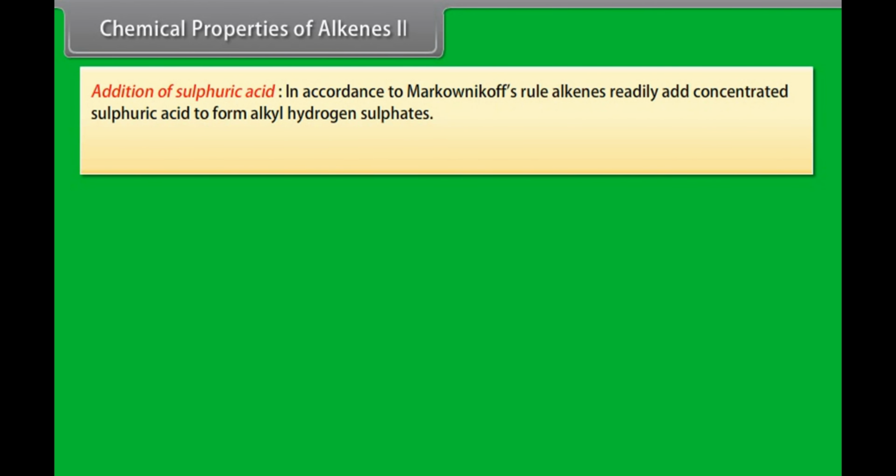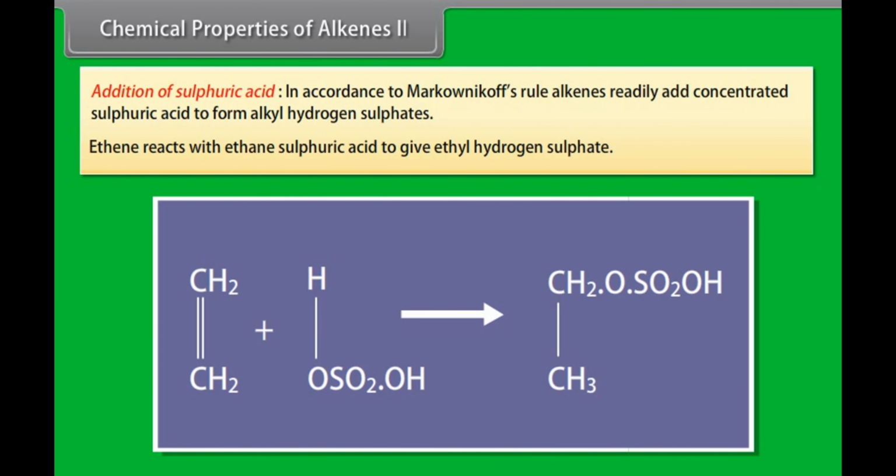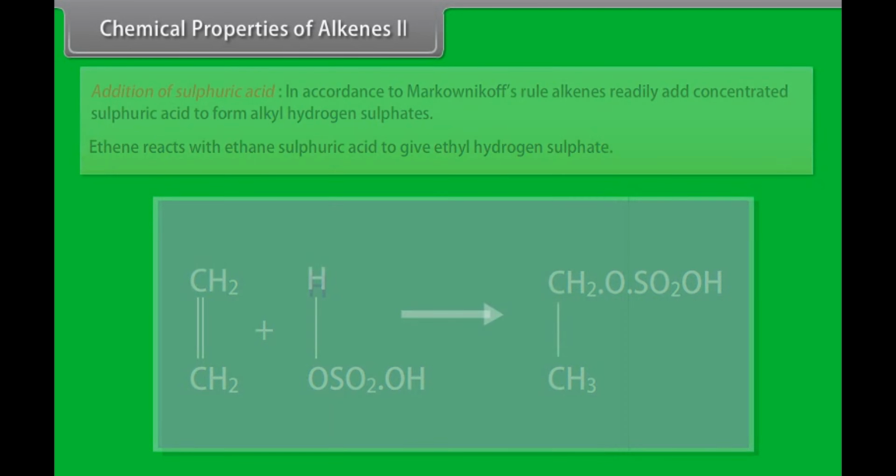Addition of sulfuric acid. In accordance with Markovnikov's rule, alkenes readily add concentrated sulfuric acid to form alkyl hydrogen sulfates. For example, ethene reacts with sulfuric acid to give ethyl hydrogen sulfate.